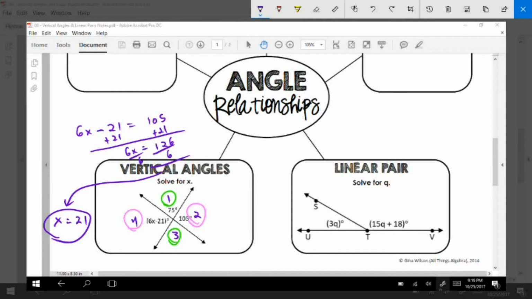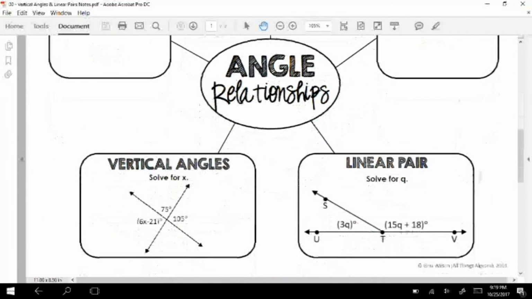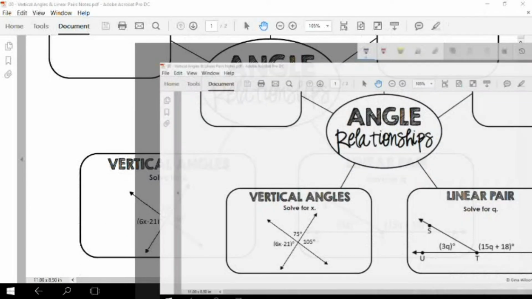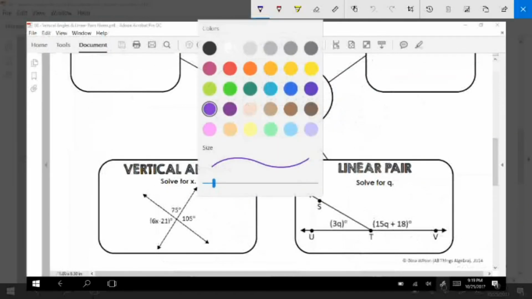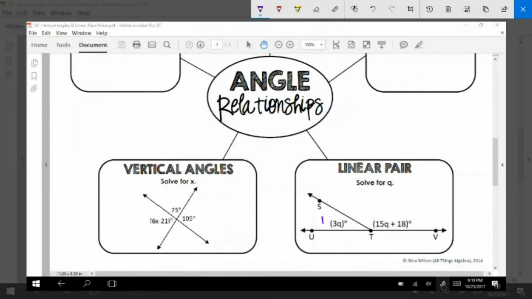Linear pair. Solve for q. What do linear pairs always do with each other? They add to 180 degrees. So that means that, let me label these. Angle 1 right here and angle 2 right here would add up to be 180 degrees. They want you to solve for q. So if I add these two angles, 3q plus 15q plus 18, that's going to equal 180. That is the definition of supplementary.